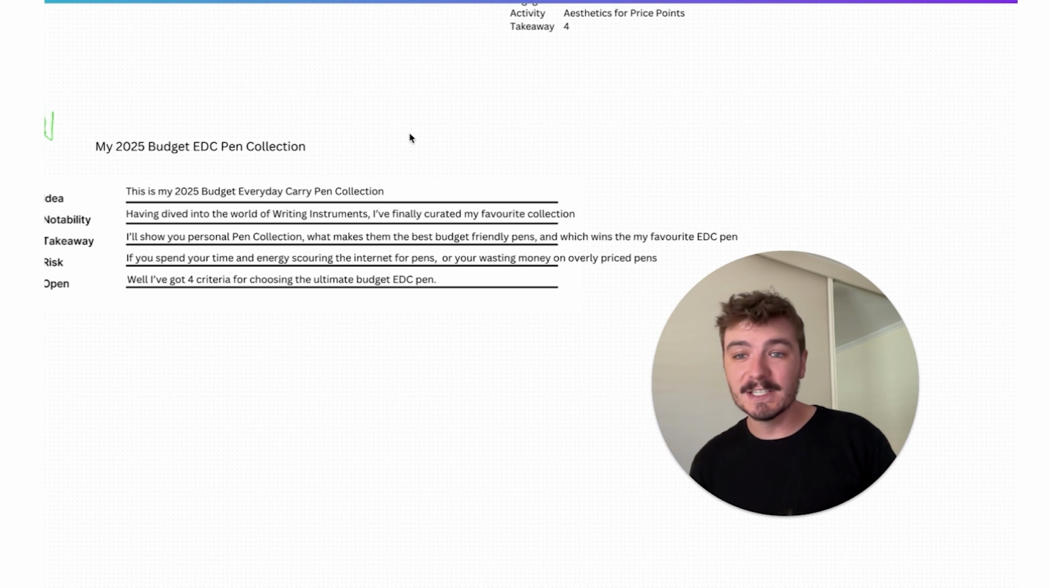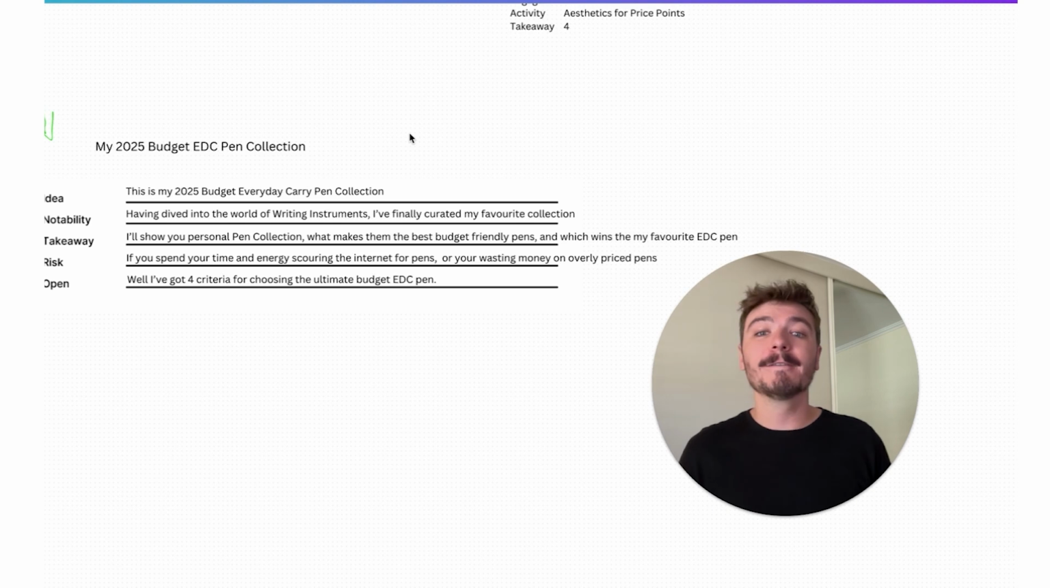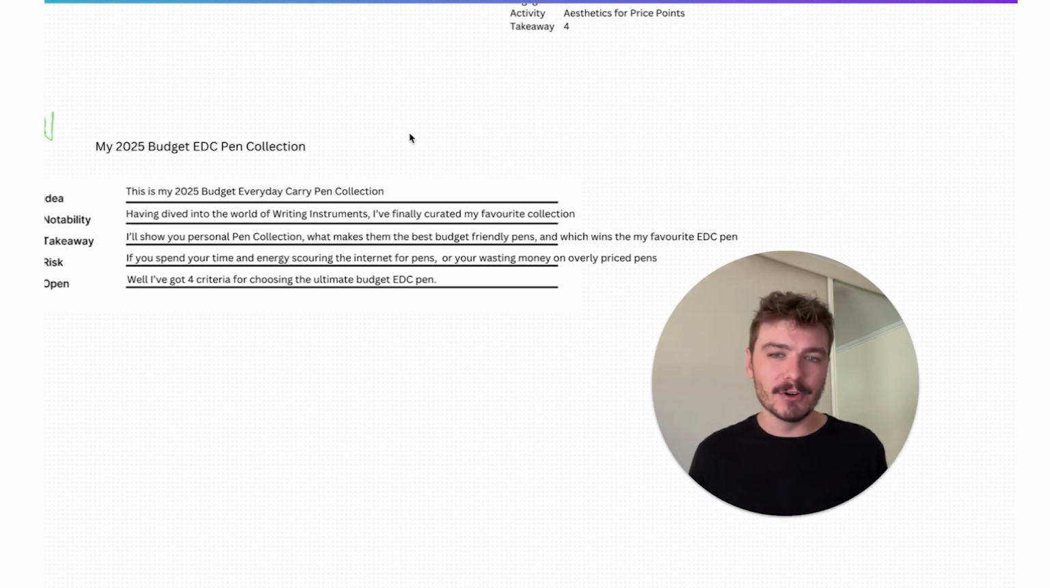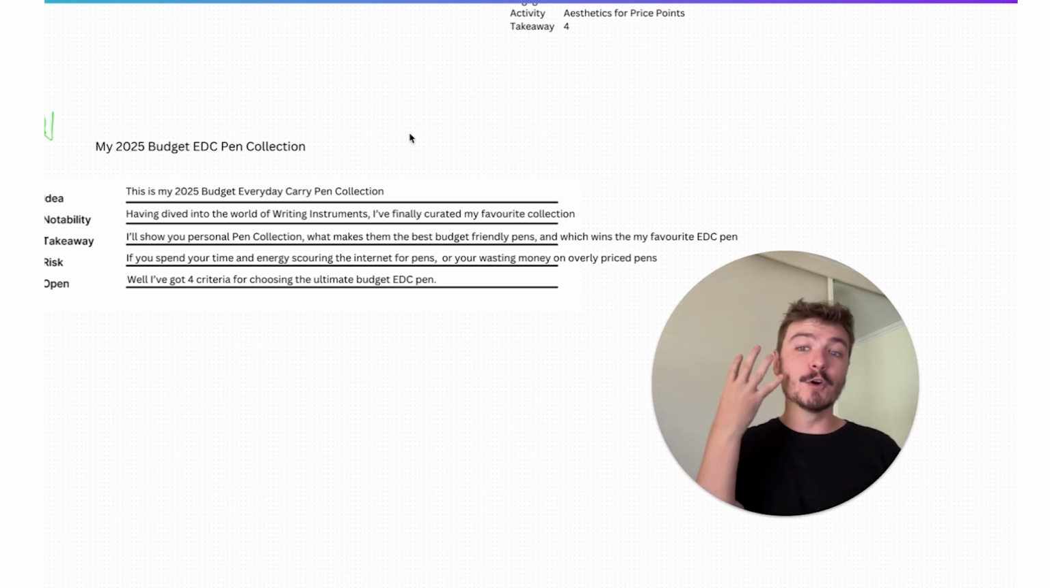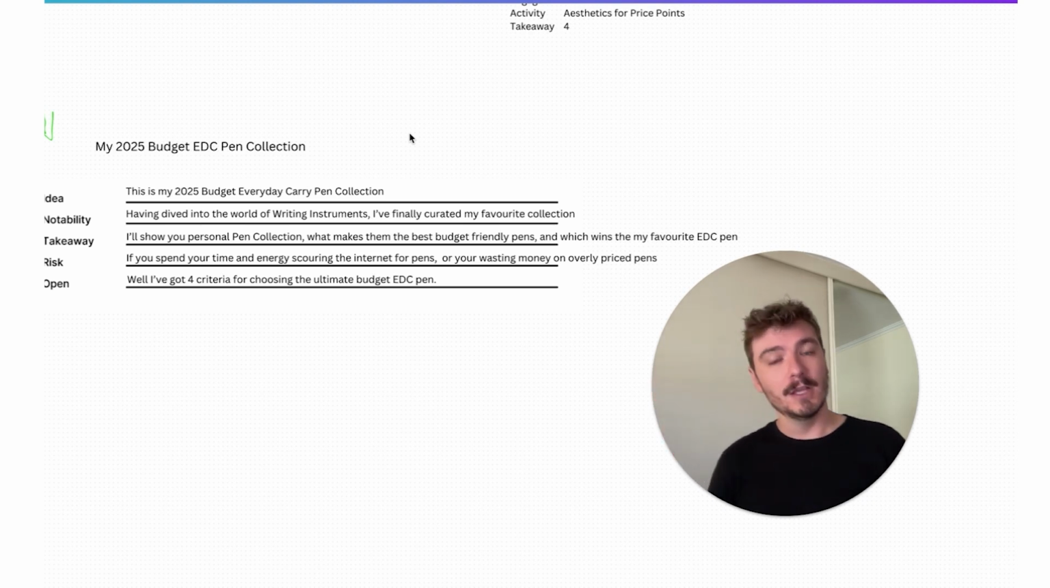Okay. This is my 2025 budget everyday carry pen collection. Having dived into the world of writing instruments, I've finally curated my favorite collection. I'll show you my personal pen collection, what makes them the best budget-friendly pens, and which wins my favorite EDC pen. If you've spent time and energy scouring the internet for pens, or wasting your money on overly priced pens, well, I've got 4 criterias for choosing the ultimate budget EDC pen. That's pretty good. All right, cool.